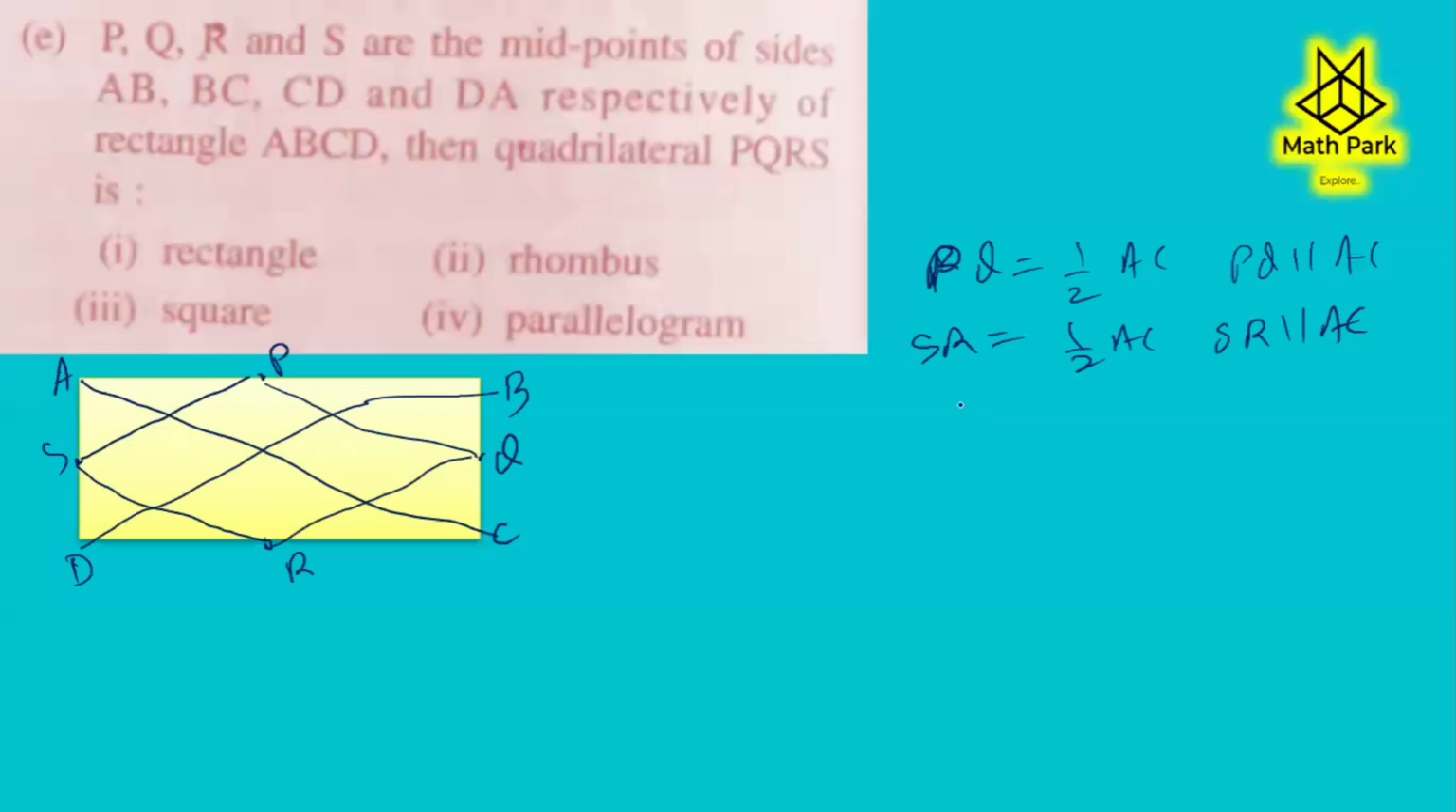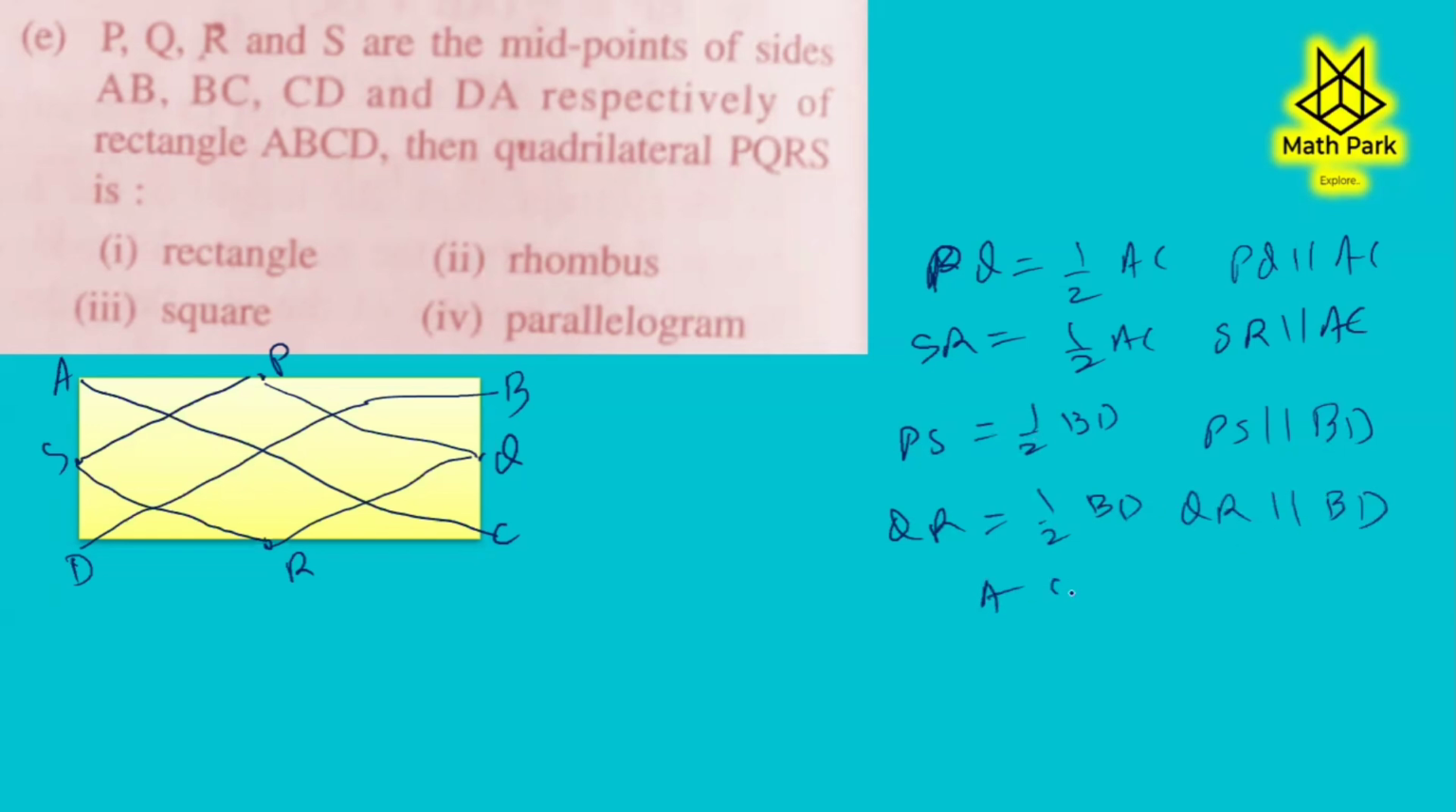For a parallelogram to be a rhombus, we need to prove adjacent sides equal. So now, if I take the diagonal BD, we have PS is equal to half BD and PS is parallel to BD. Then QR is equal to half BD and QR is also parallel to BD.